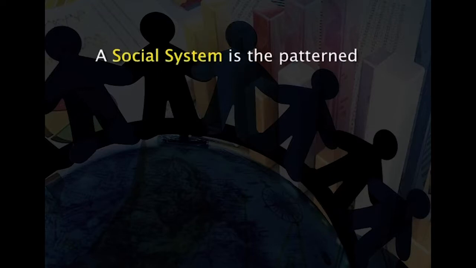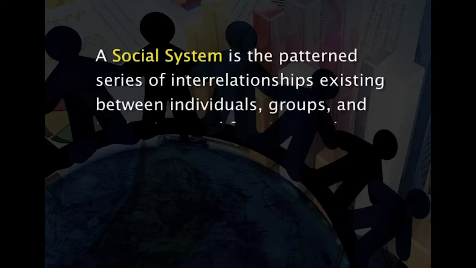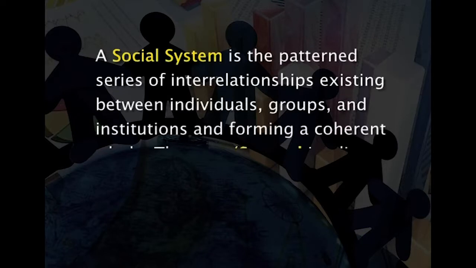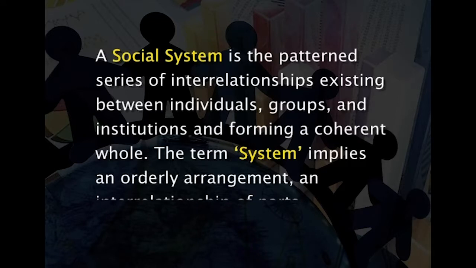Now, let us understand a social system. A social system is the patterned series of interrelationships existing between individuals, groups and institutions and forming a coherent whole. The term system implies an orderly arrangement and interrelationship of parts. In the arrangement, every part has a fixed place and definite role to play. The parts are bound by interaction.